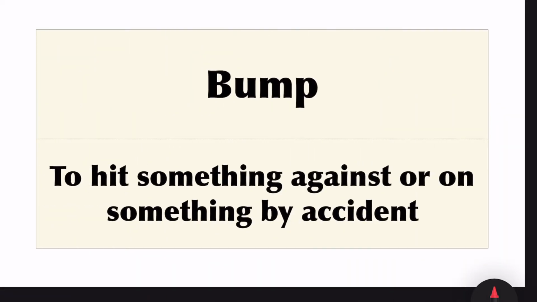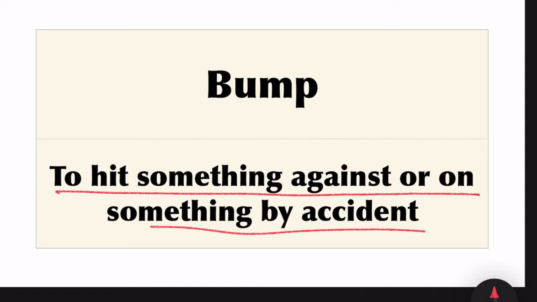In other words, to hit something against or on something by accident. If you collide with something or against something by accident, it is called bump.